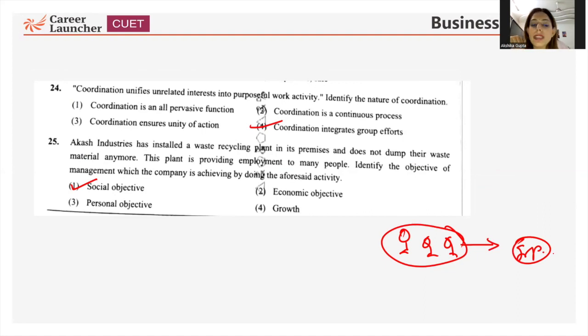Then Akash Industries has installed a waste recycling plant in its premises and does not dump their waste material anymore. This plant is providing employment to many people. That is what they are doing for the social objectives. That is, not polluting the environment. Eco-friendly methods of production have been installed, and also they are providing employment opportunities to the people.